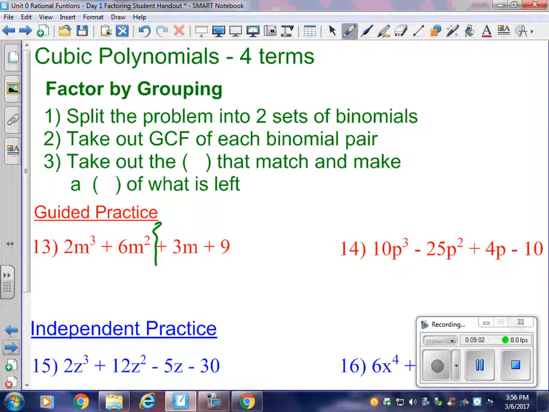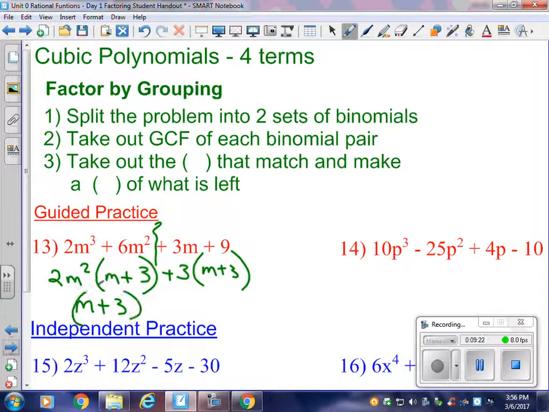This is take out the GCF. So 2m squared, m plus 3 would be left if I divide 2m squared into each one. I can take a 3 out on this side and get m plus 3. If you've done this correctly, those two parentheses have to match or it's not factorable. So that leaves you with m plus 3, and if I take out that GCF on both of those, I get 2m squared plus 3 as the other parentheses.